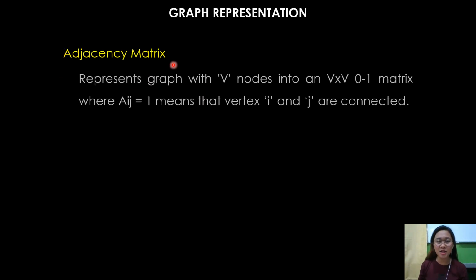The adjacency matrix represents a graph with V nodes as a V times V matrix of 0s and 1s, where A[i][j] equal to 1 means that vertices i and j are connected. Take note that V here refers to the number of vertices a graph has. So if the entry at row i and column j is 1, it means that there is an edge between them. Let's take an example.